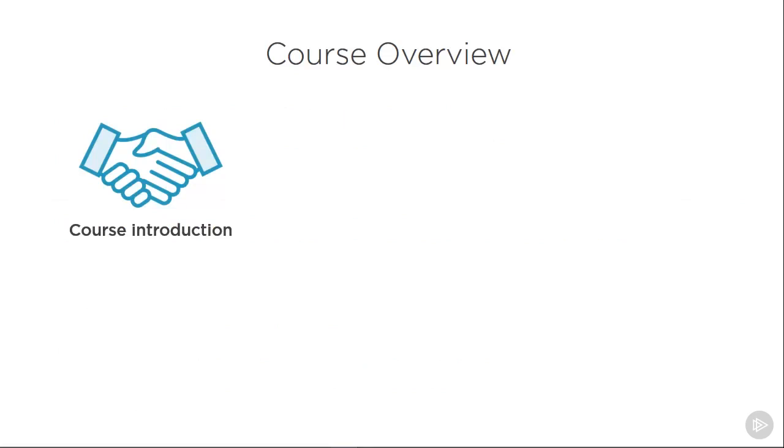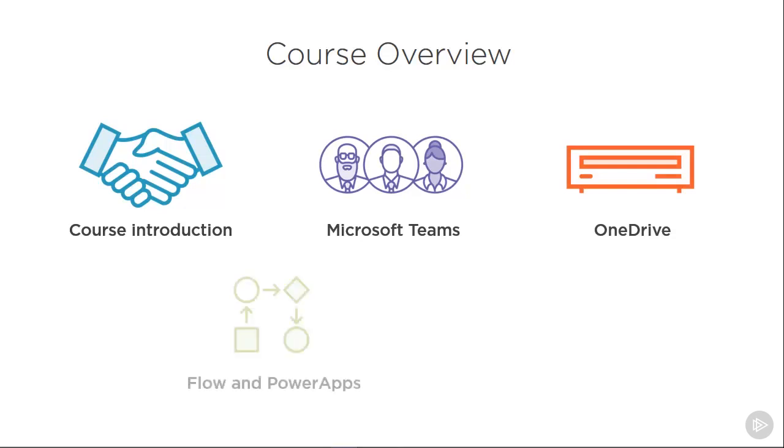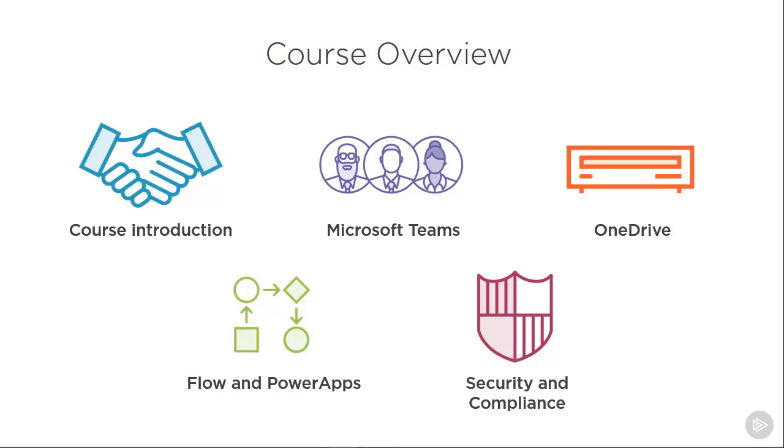And the first thing I want to do is provide you a course introduction. I want you to have an understanding as to what you can expect as you go through this course. And this will include an overview of the different services that we'll be discussing. The different services that we'll be talking about include Microsoft Teams, OneDrive for Business, Flow and Power Apps, as well as components within security and compliance. So some really heavy-duty services that are offered through the Office 365 suite of applications that we have.